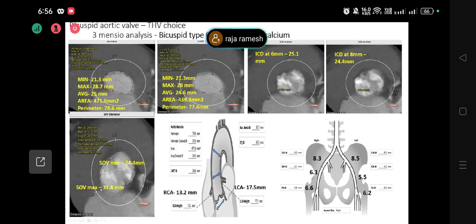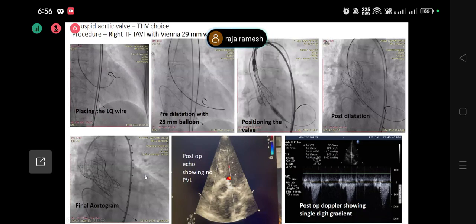And sinuses of Valsalva. Here there are only two measurements because of the type 0, severe type bicuspid valve. In this case, we have chosen a self-expandable valve. This is placing of a wire into the LV. For coronary lesions, we are wiring the lesion.